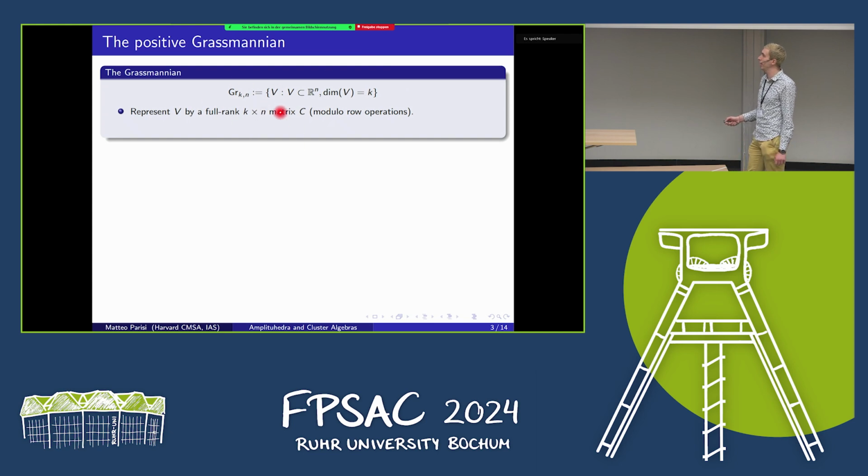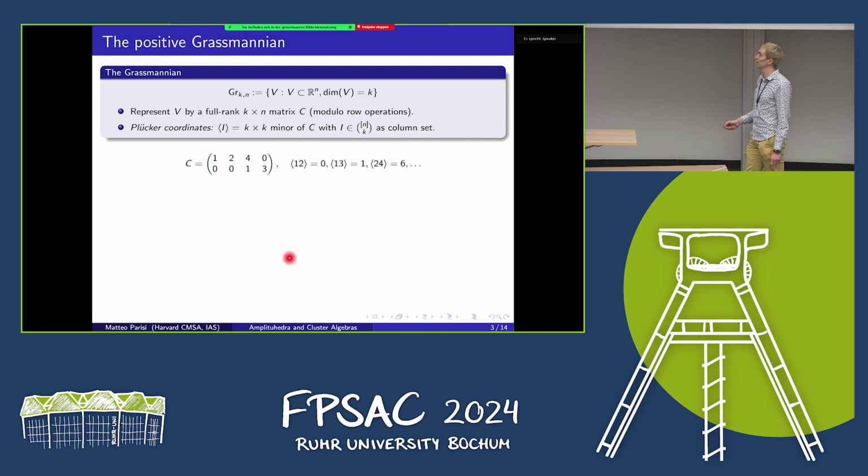The Grassmannian Gr(k,n) is the space of k-planes in n dimensions, and we can represent an element in the Grassmannian using a full rank k times n matrix up to row operations. We can use certain coordinates called Plücker coordinates, which I will denote as angle brackets I, which are the k times k maximal minors of the matrix C, where I is just the column set used to compute the minor. As an example, this is a full rank 2 times 4 matrix that represents a point in the Grassmannian Gr(2,4). The angle bracket 1,2 is the minor computed with columns 1 and 2, which is 0. This is the minor computed with columns 1 and 3, which is 1, and so on. So we get a whole list of these.